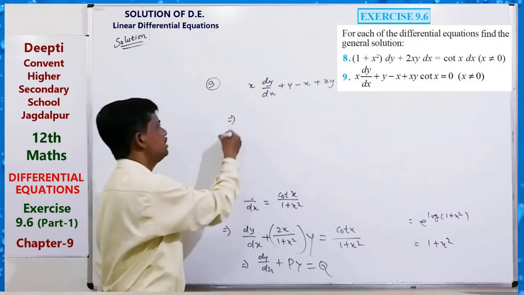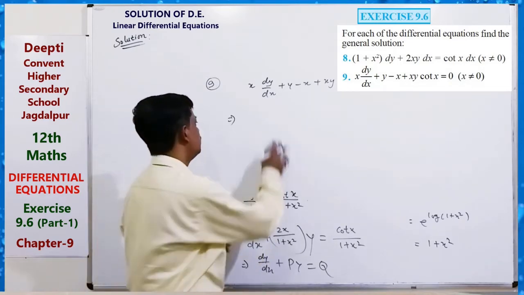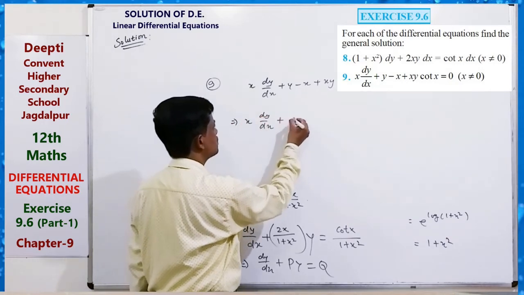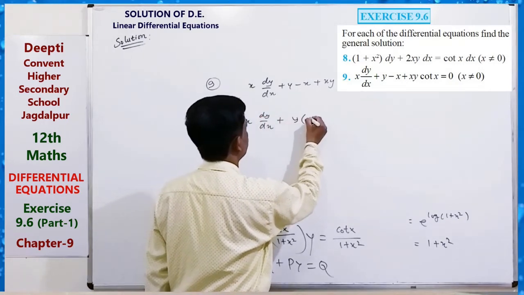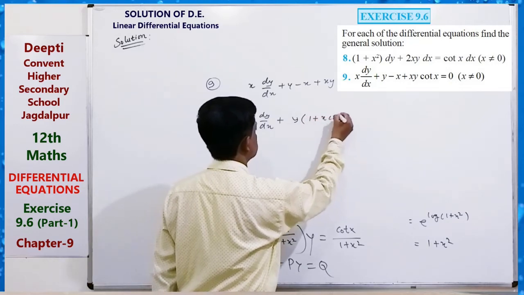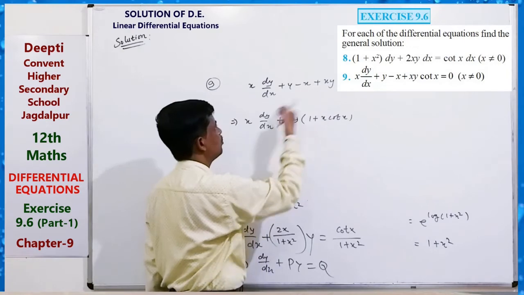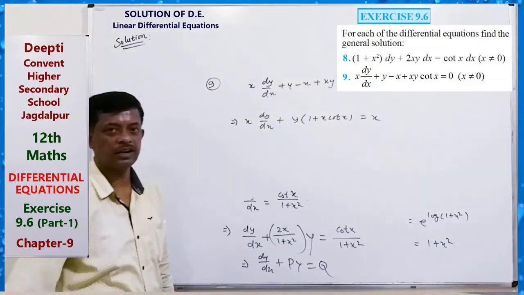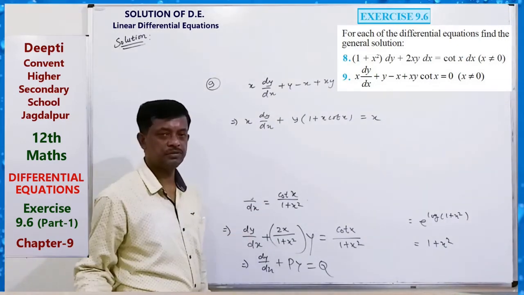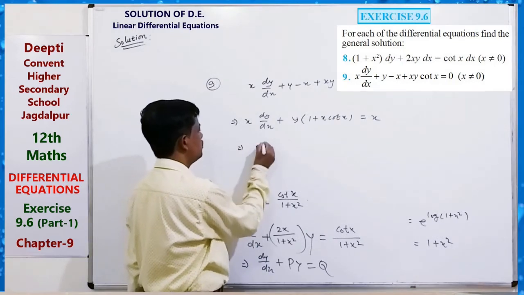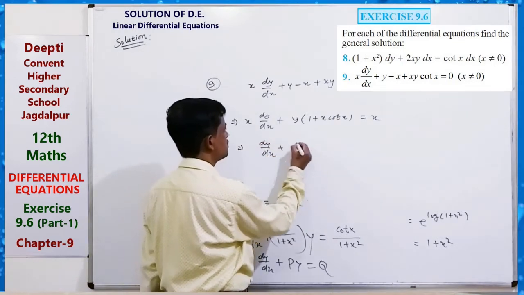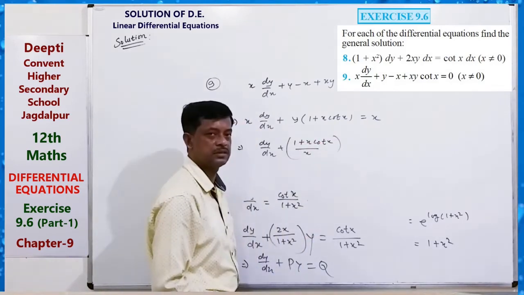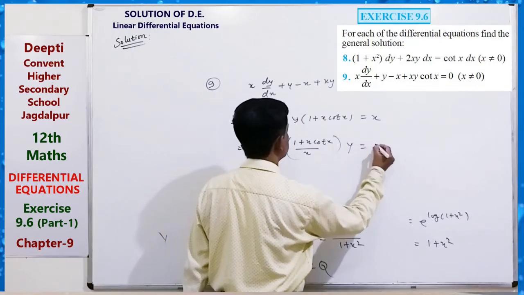So you can also see here y appears a single time. How? You can take y common here: x dy by dx plus y common times (1 plus x cot x) equals x. Transfer x to the right-hand side. Now divide it by x. So dy by dx plus (1 plus x cot x) upon x, into y, equals 1.